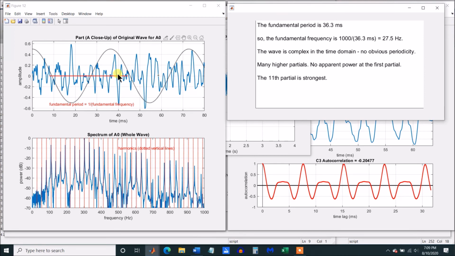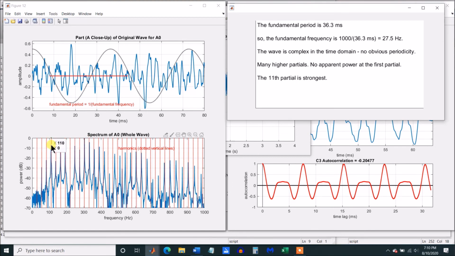You can see there's a lot of things going on here. A lot of higher frequencies are present. And you don't really see any periodicity here. It's obvious, at least looking at this 80 millisecond window. So, take a look at the spectrum. Down here at the so-called first partial or fundamental at 27.5, my strength is down greater than 50 dB. And in fact, I don't get a really strong peak until the 11th partial at around 300 hertz.